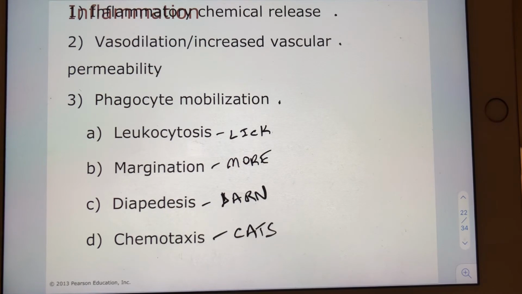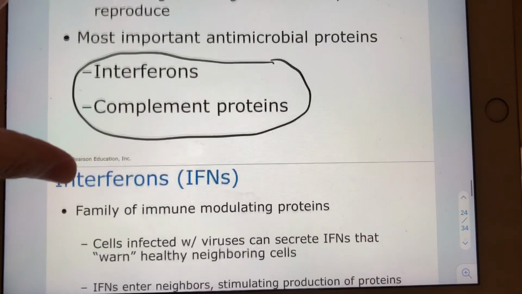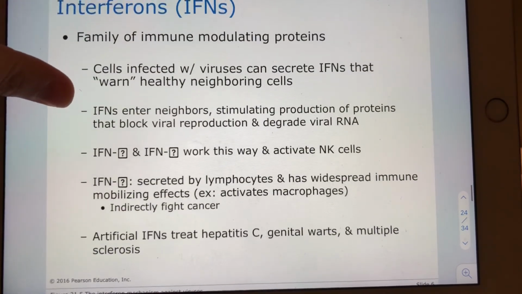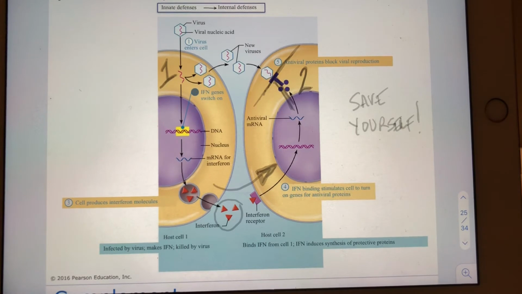Okay, anyway, moving on. Another aspect of our internal innate defenses are the antimicrobial proteins. And the key antimicrobial proteins that we at least lean on most are interferons and complement proteins on slide number 24. Okay, slide 25, we're talking about interferons. Now, personally, I think you already know, I'm a very visual learner, so I'm actually going to skip 25 and go straight to 26. Here's what's happening in the case of interferons. Let's say we have two cells.